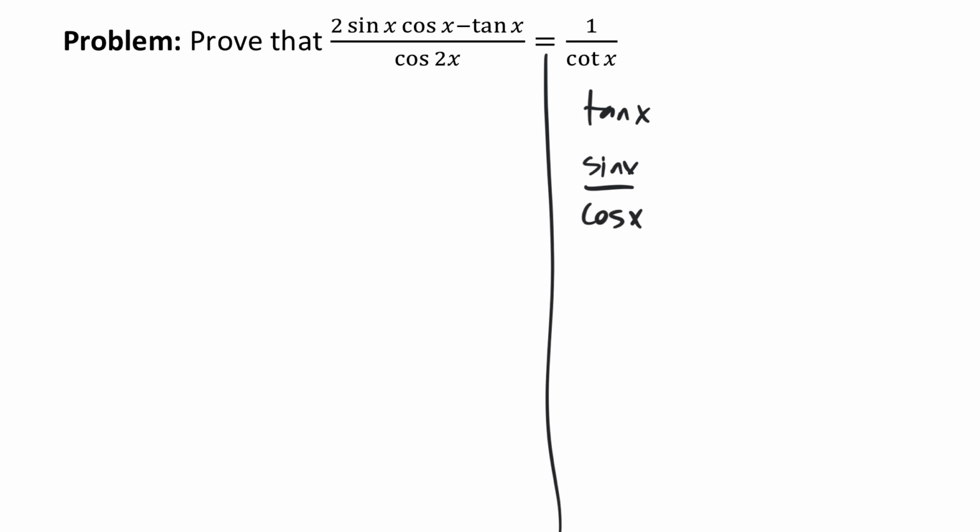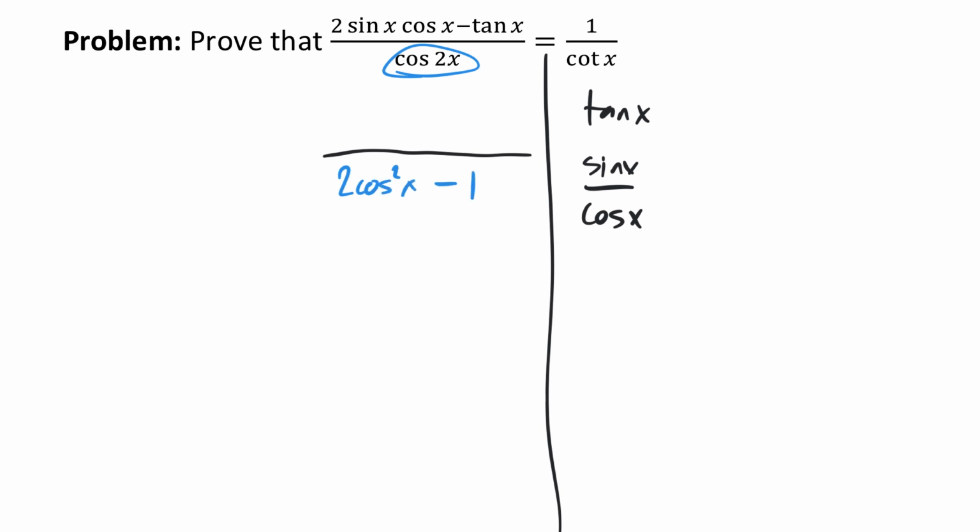Now on the left side, I think we're going to have to get rid of that cos 2x, because here we have a cos x on the bottom, and here we have a cos 2x. Those are never going to be the same. So I think the first thing to do is to work on that cos 2x. And again, we have a couple options. I'm going to try for that second option. I'm going to go for 2 cos squared x minus 1.